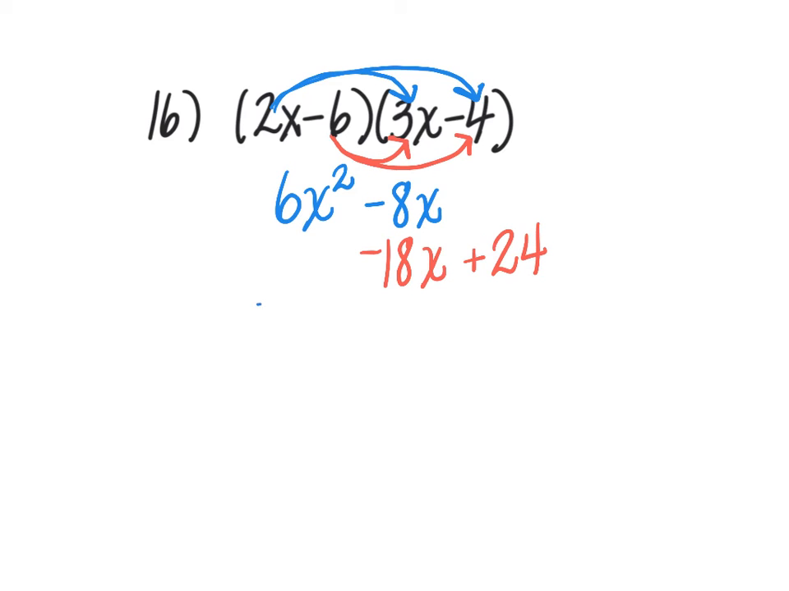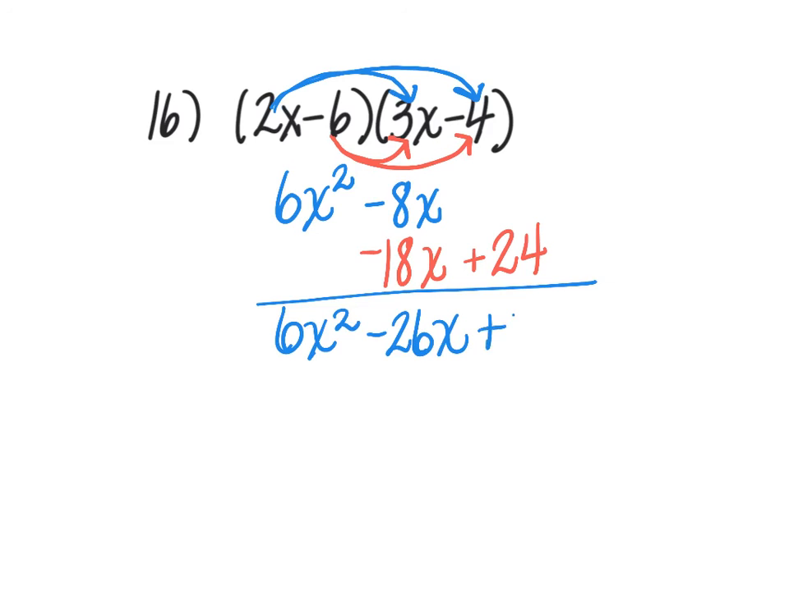All right, now it's time to combine like terms. Bring down my 6x squared. Negative 8 and negative 18 is negative 26x plus 24.